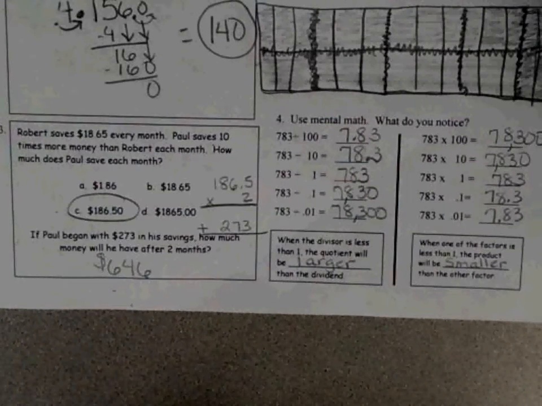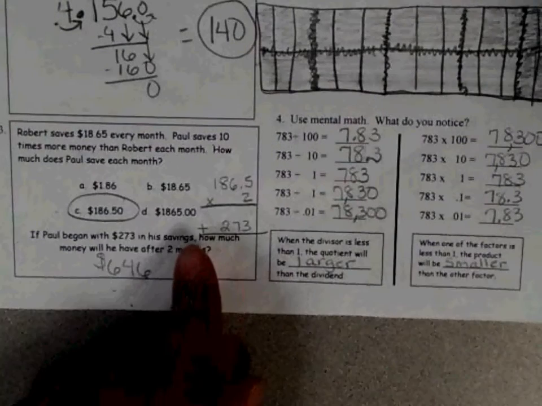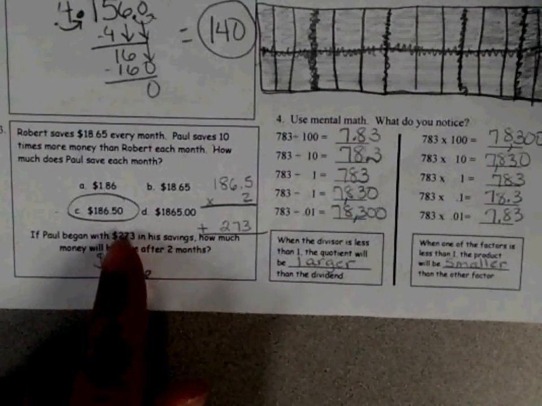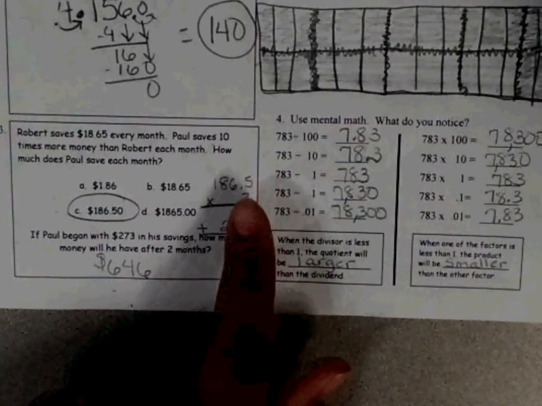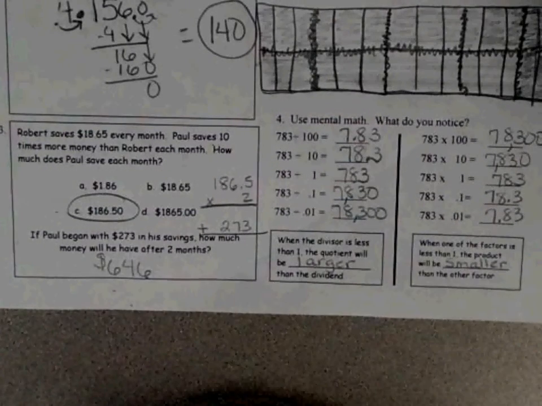Alright, and then Robert saves $18.65 every month. Paul saves 10 times more than Robert each month. How much does Paul save each month? $186.50. So how much would he save times 2 months, if he already started with 273? So all I do is add 273 plus 2 months of savings, and I got $646.